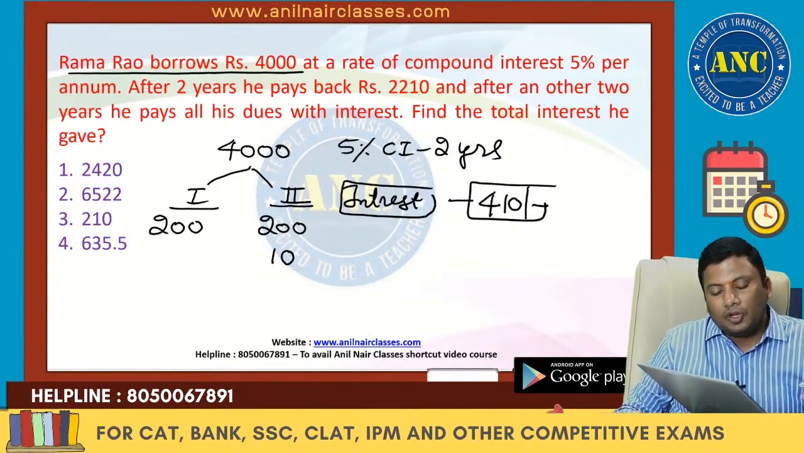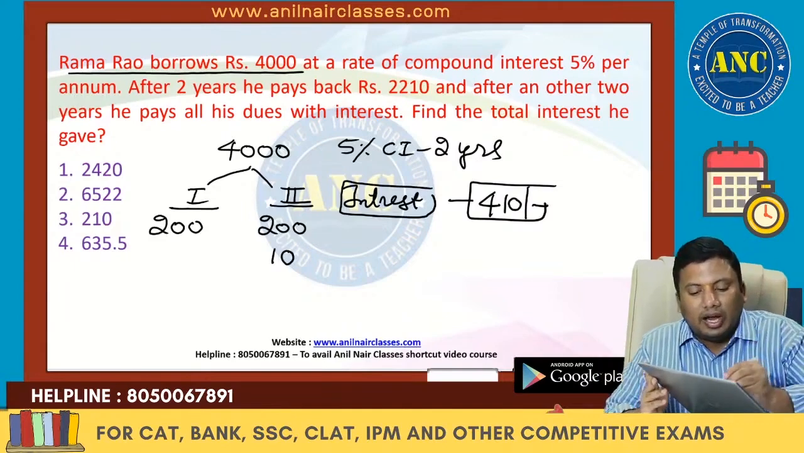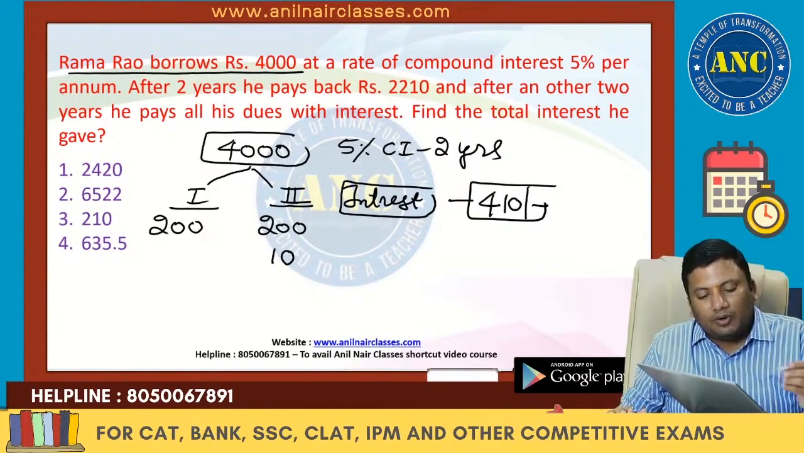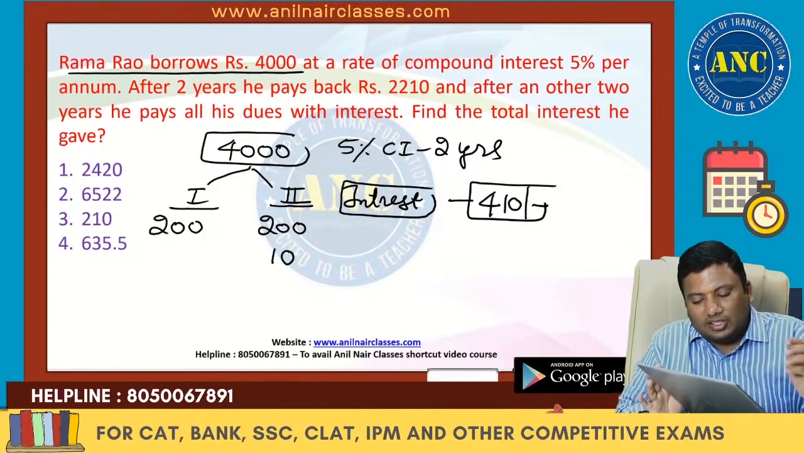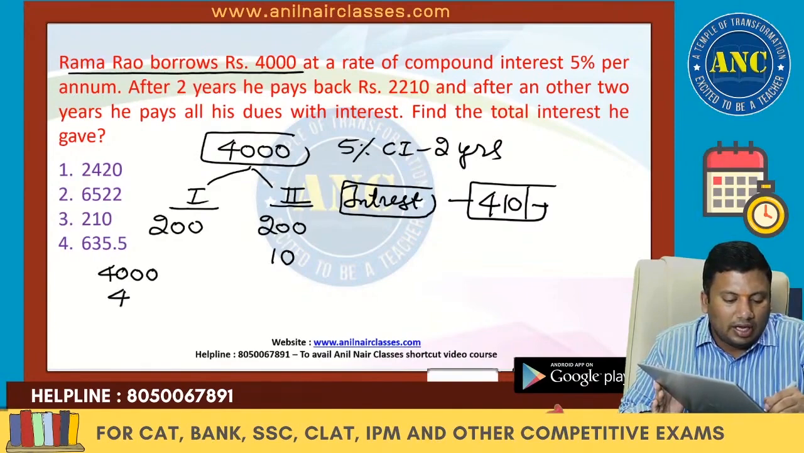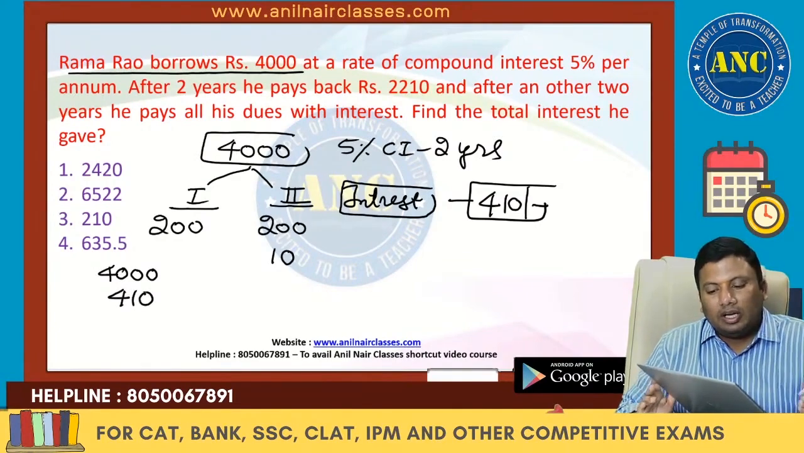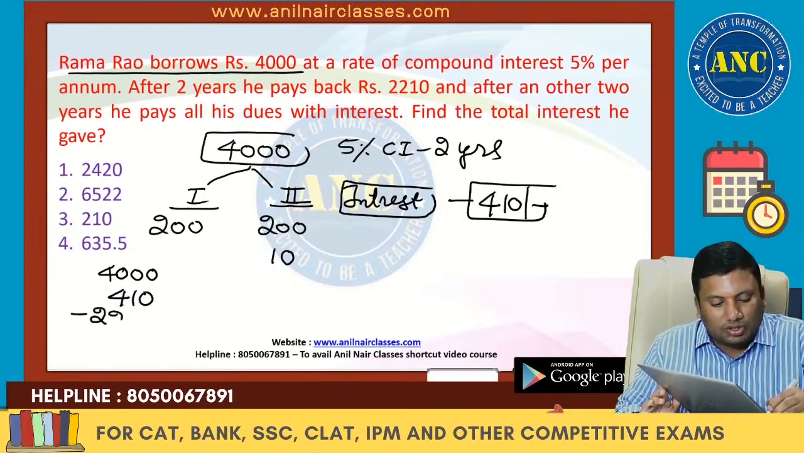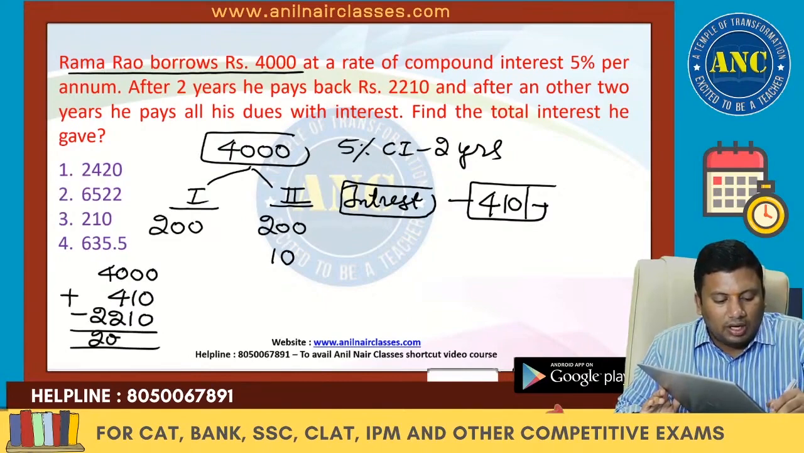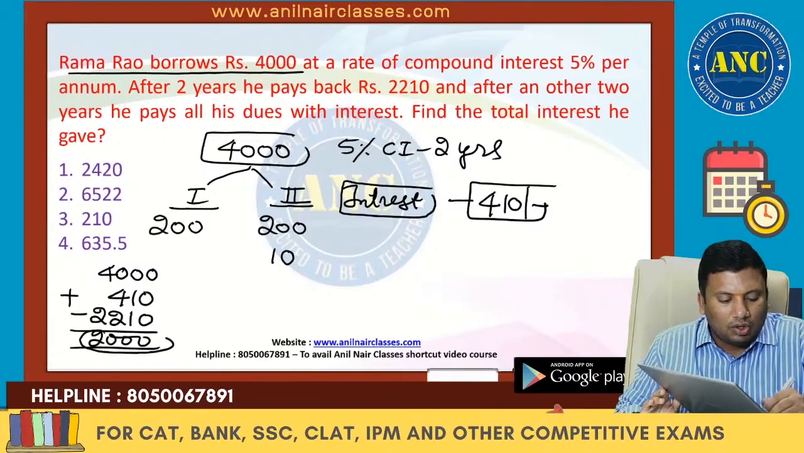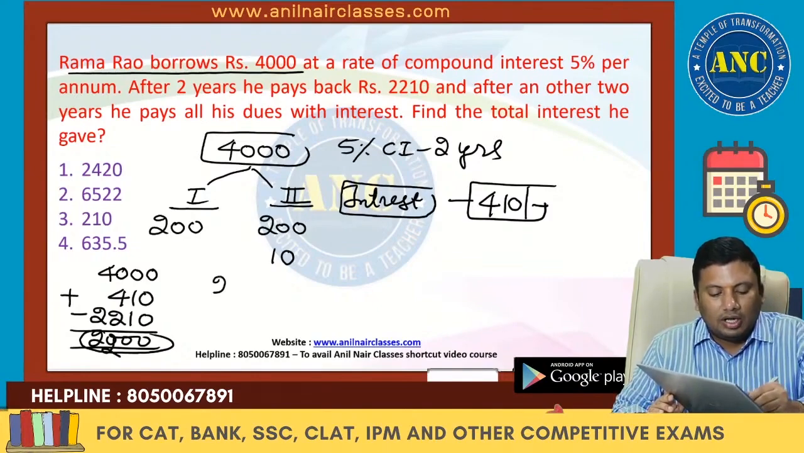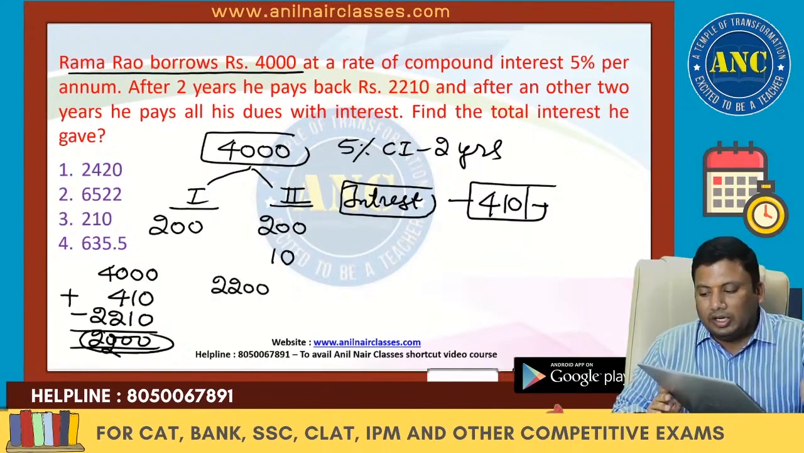Now after 2 years, I, meaning Ramarao, took 4,000 rupees. After 2 years, interest is 410. So I will give 4,000 rupees, and interest also I will give 410. Then I will give back 2,210 rupees. So the remaining amount I need to give is 2,000 plus 200, 2,200. 2,200 I need to give back.